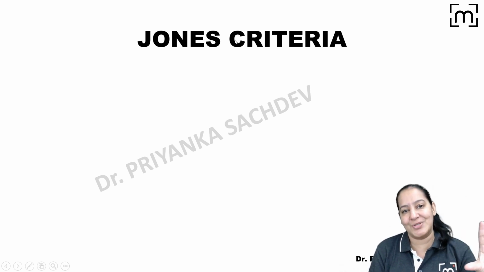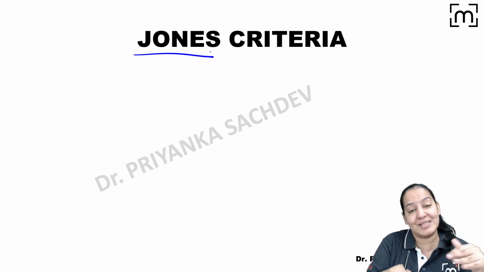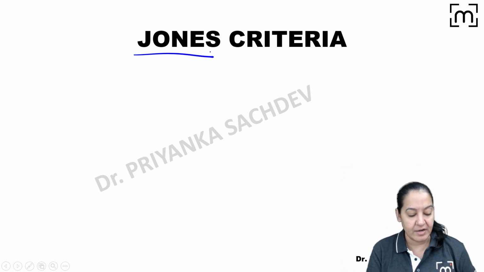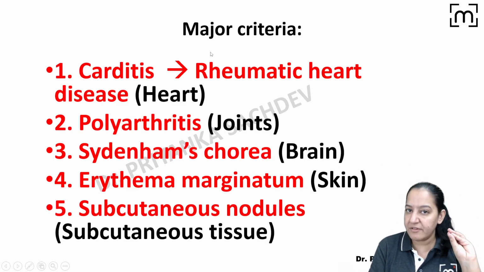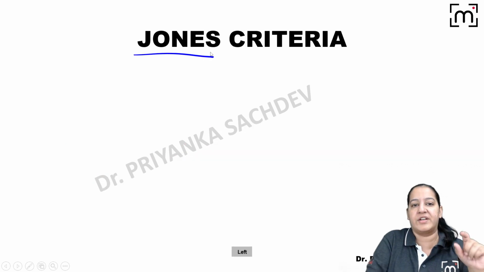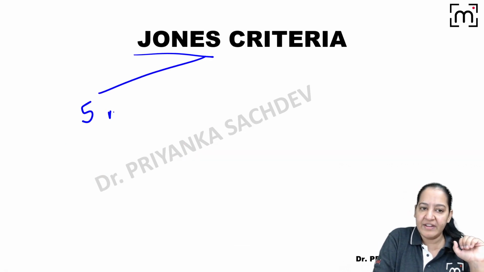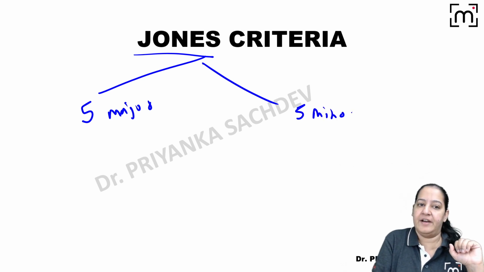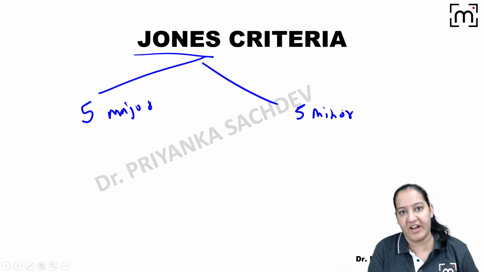Now let me tell you the Jones criteria. Jones is a scientist who has given the criteria to identify rheumatic fever. So the 5 diseases which are caused in the 5 organs, that is the major Jones criteria. In Jones criteria, we have 5 major criteria and 5 minor criteria. You got my point? 5 major and 5 minor.